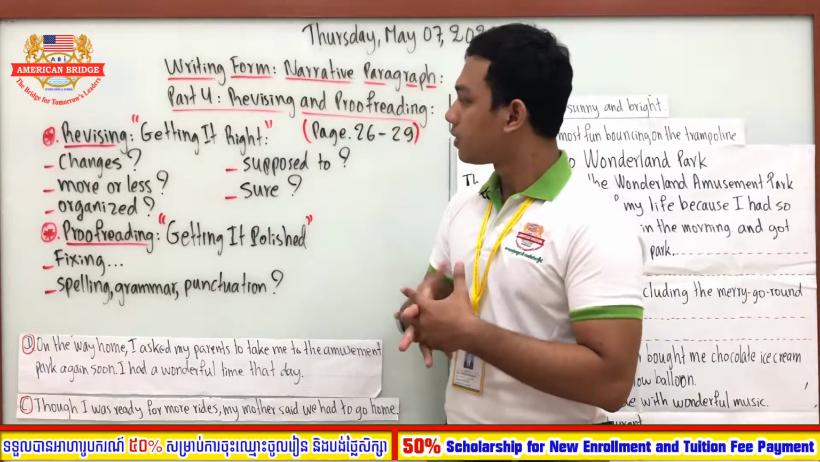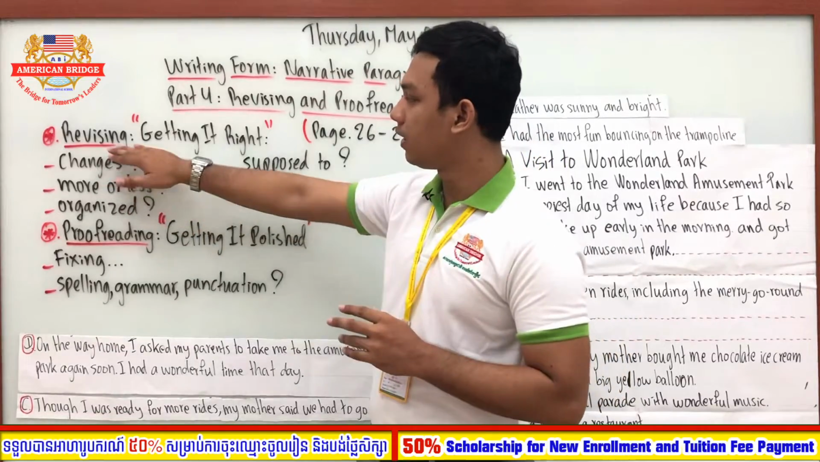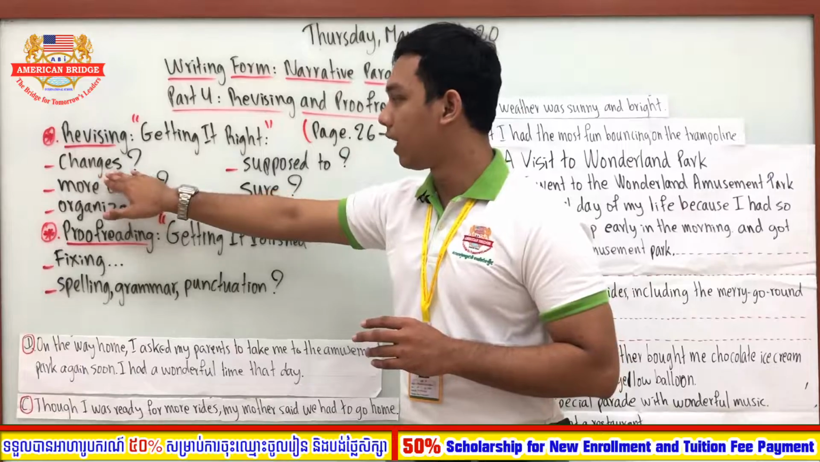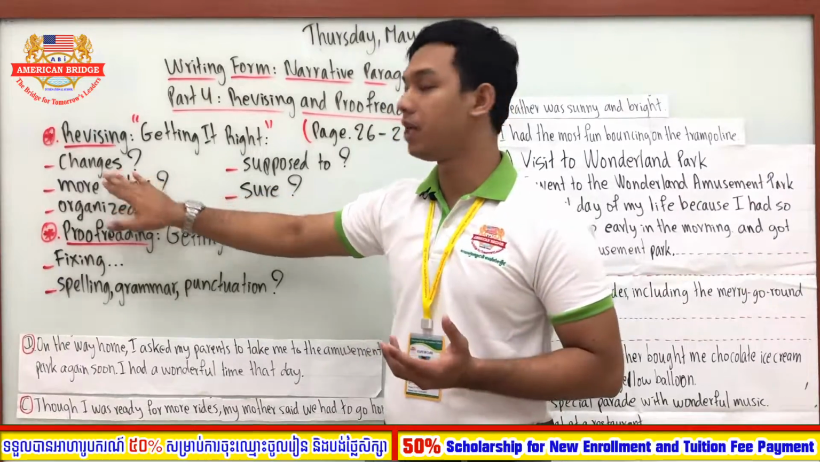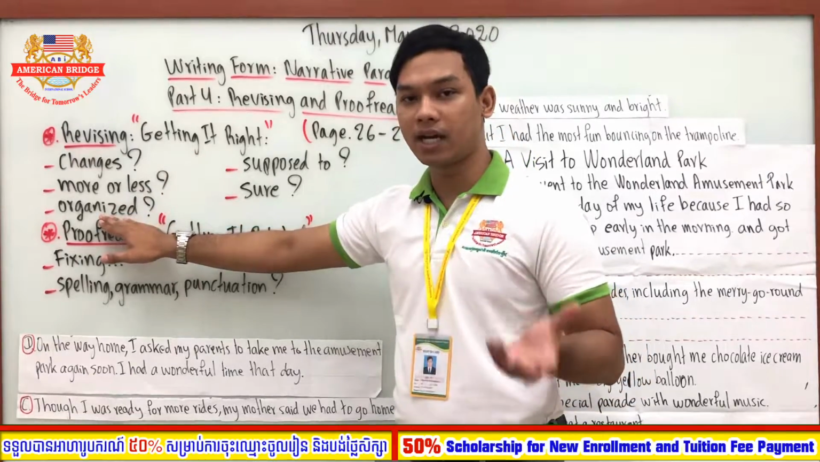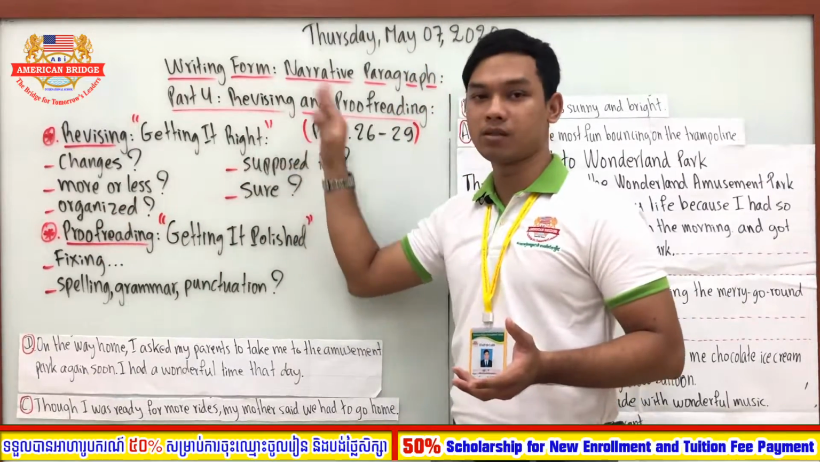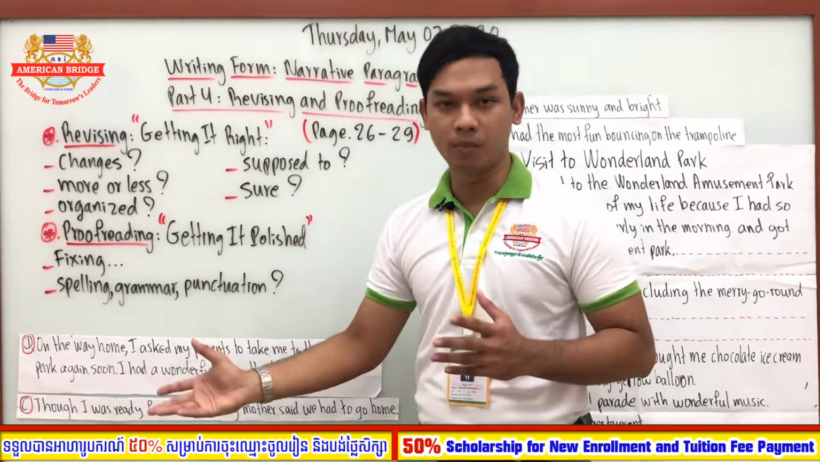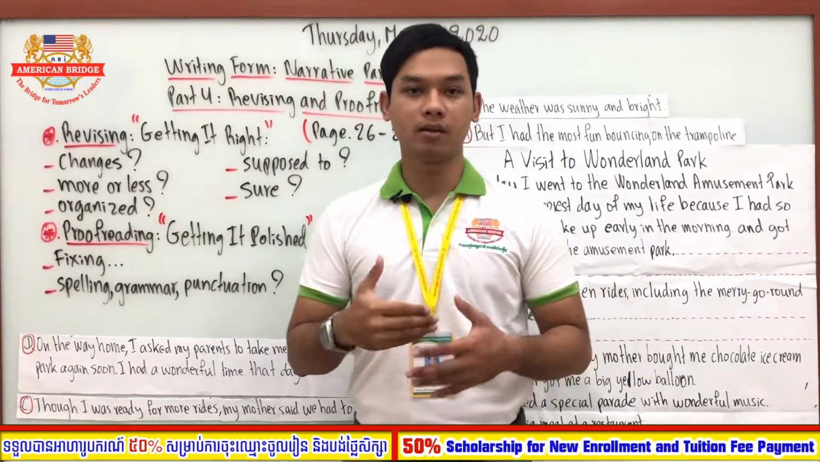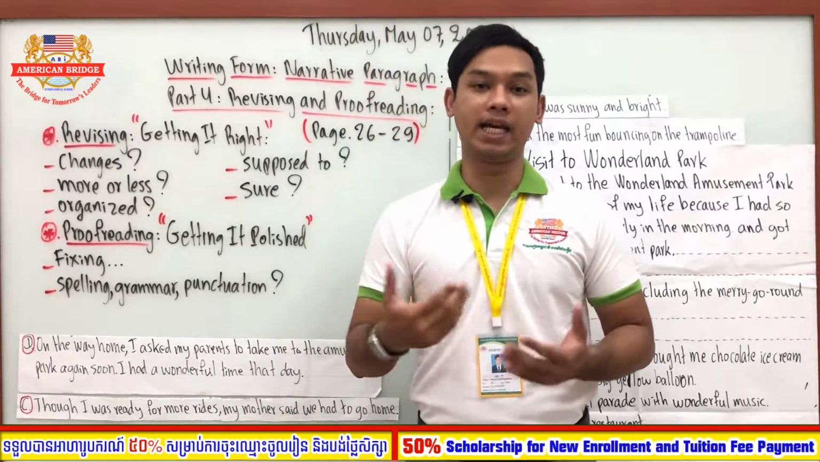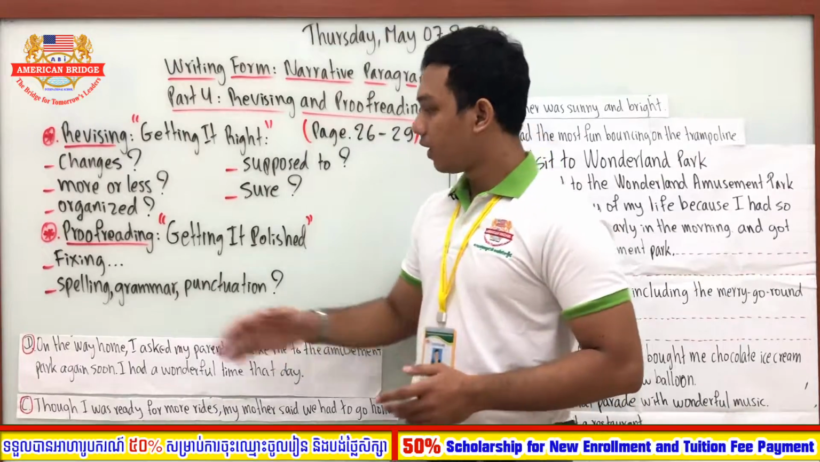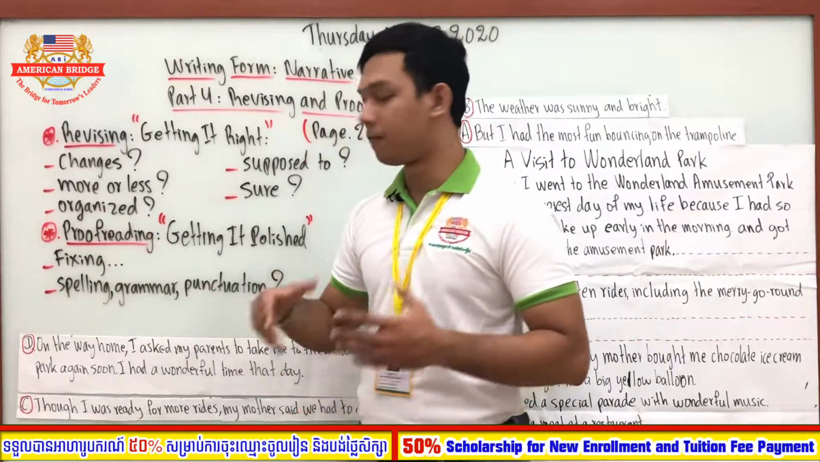Good. So again, everyone, in the revising, what we have to do is get it right. We have to change things if it is necessary. You want to add more information or not, or less. Is it organized enough? Is it what you planned it to be? And are you sure that all of this information has to be changed? Are you sure that it is right? Okay, good. Then let's move on to the proofreading, everyone.